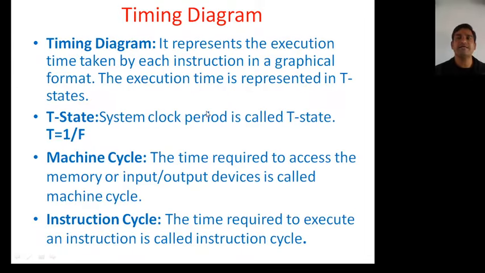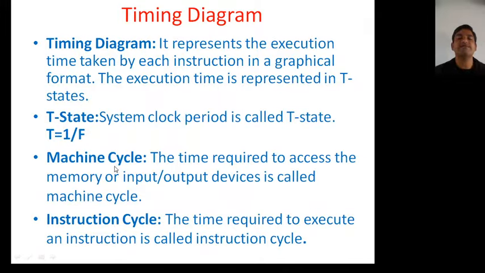Now, what is T state? T state is nothing, it is the system clock period, the time period of any clock. And you know the relation between T, time period, and frequency: T equal to 1 upon F. And you know the 8085 operating frequency is 3 megahertz. So T equal to 1 upon 3 megahertz equal to 0.33 microsecond.